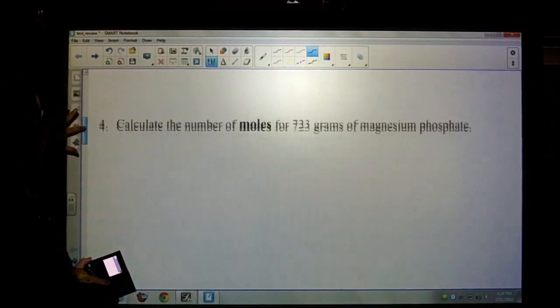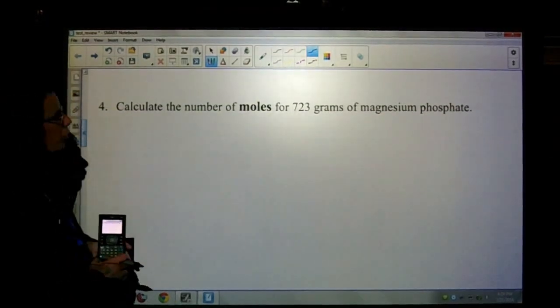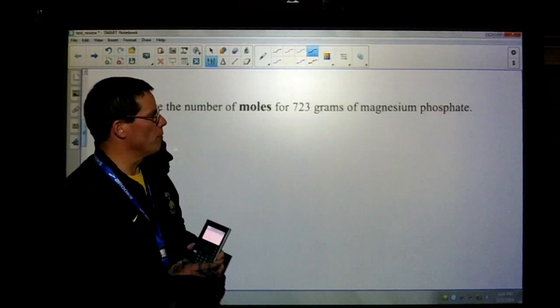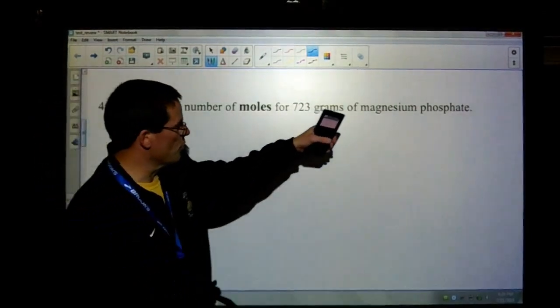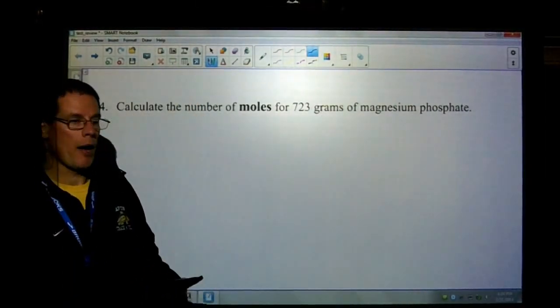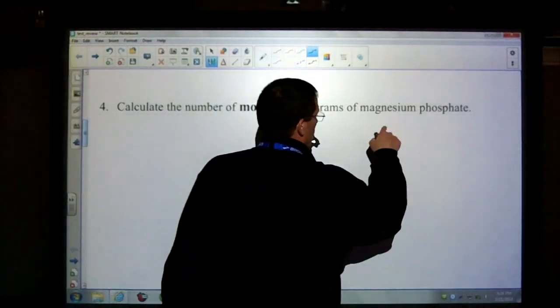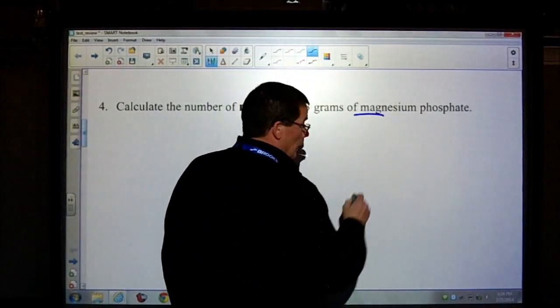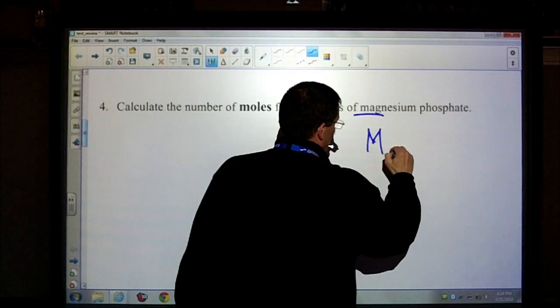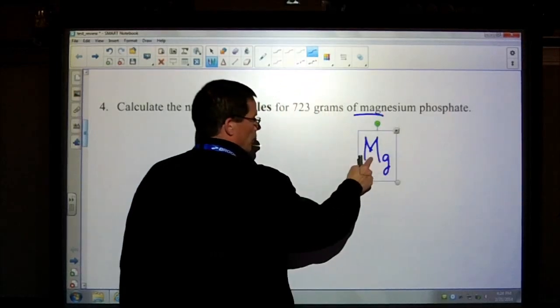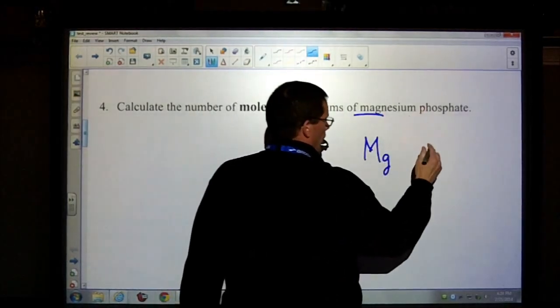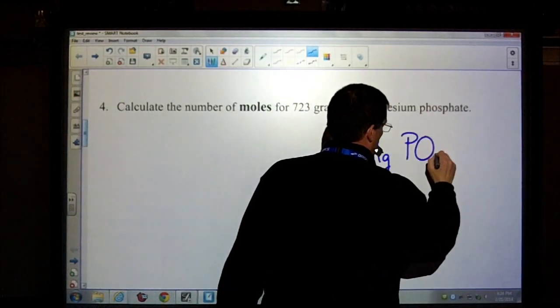Let's look at number 4. Calculate the number of moles for 723 grams of magnesium phosphate. Again, you're not given the formula, so you need to know how to write this compound out. Magnesium, okay, magnesium, not manganese. So magnesium looks like that. Actually, move that down a little. Phosphate, that's one of your 10 polyatomics, PO4.